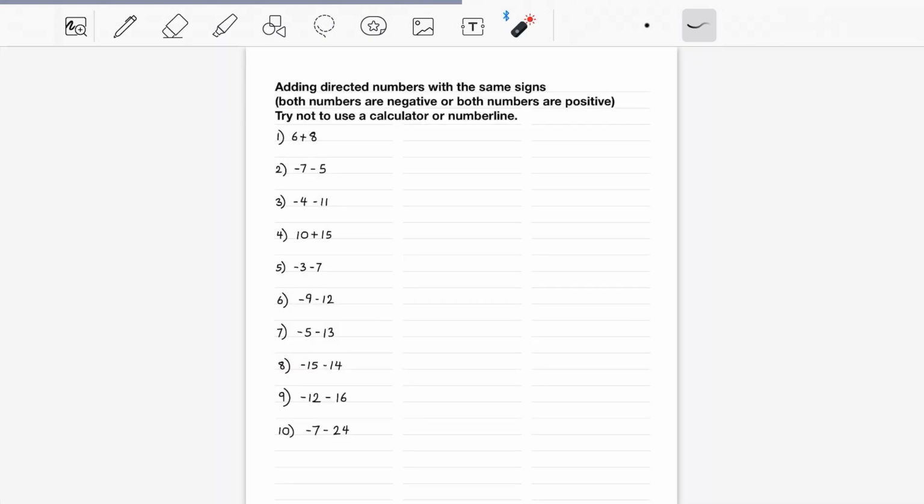Okay, so let's look at this exercise where we need to add directed numbers with the same sign. So in this exercise, both numbers are either going to be positive or they're both going to be negative. So let's take a look at the solutions. But before we do that, feel free to pause the video and try it on your own. Okay, let's take a look at these solutions.